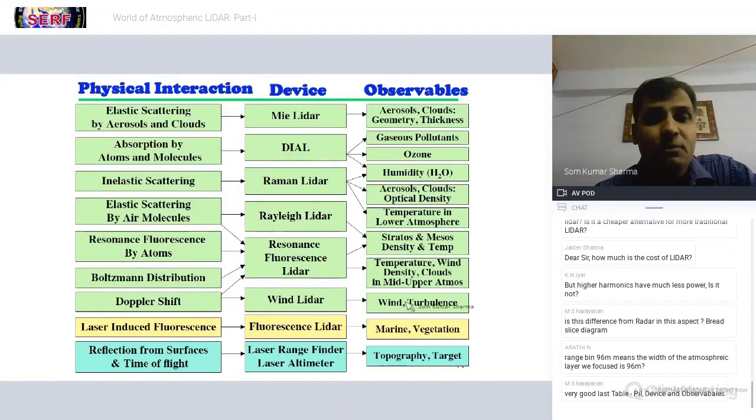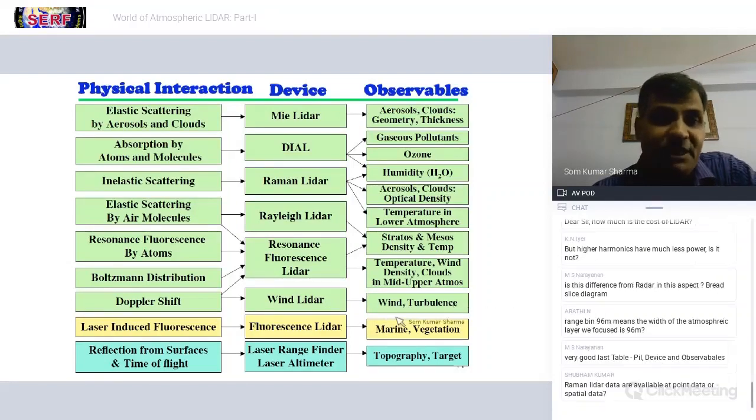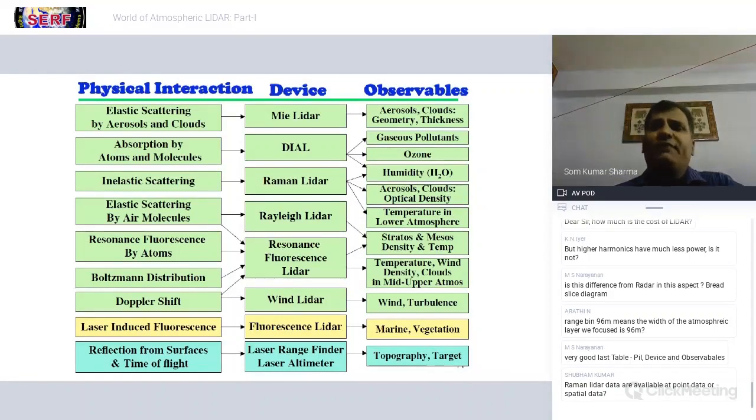And then by using the principle of the Doppler shift, using wind LIDAR, you can investigate the wind and temperature. Then if you use laser induced fluorescence, then fluorescence LIDAR. You can use this for marine use and for vegetation purposes and all the other investigations like soil moisture and other things. Then if you use the reflection from the surface and time of flight, then laser range finder, like laser altimetry for topography, target. This is being used very effectively for topographic study, for laser altimetry, etc.